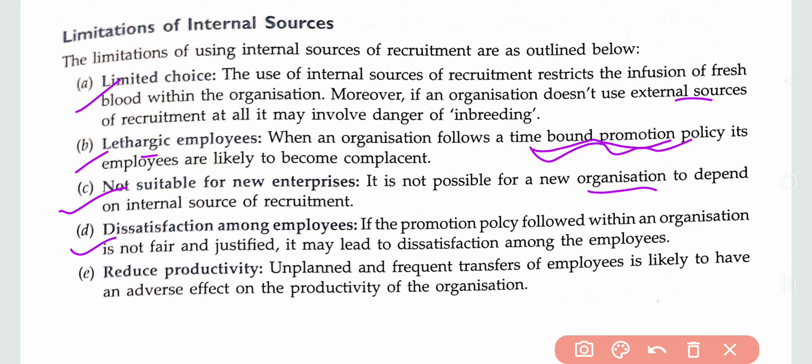Then dissatisfaction among employees. It may lead to dissatisfaction if the promotion policy, if the internal sources like transfers and promotion are not on merit basis, but on seniority basis, whether the person is efficient or not does not matter, he is senior, that is why he gets promoted. So what will happen? This will lead to dissatisfaction. A lot of people will be dissatisfied because why? There is no merit in promotion, right? A young person might be very hardworking but still not getting promoted, whereas another person who is not hardworking is senior, and that is why getting promoted. So again, this will lead to dissatisfaction.